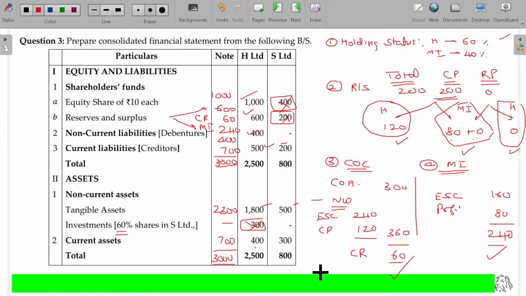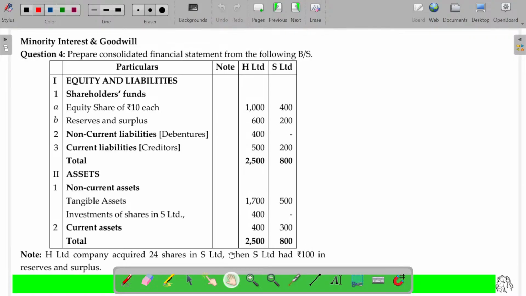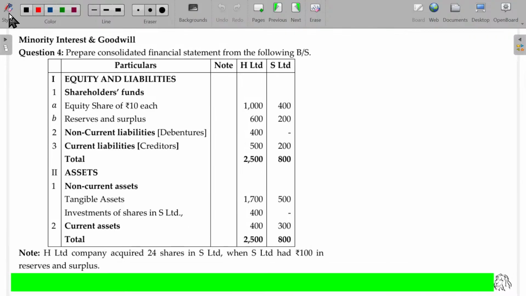Now, let's move on to the next one. Question number 4.